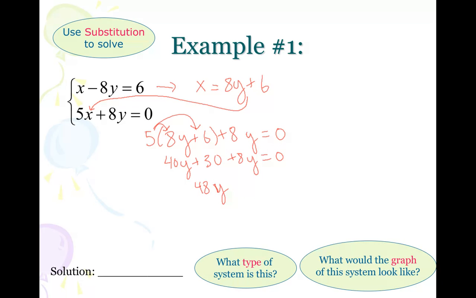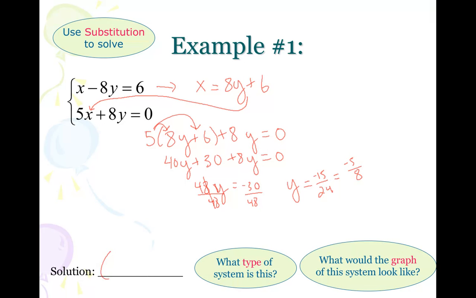Is my math right? Yeah, right? I think I'm good. 8 times 5 is 40. 48y equals negative 30. Divide by 48. I should probably simplify that. I get negative 15 over 24, which simplifies more, right? They both divide by 3. Oh, because these both divided by 6, didn't they? Negative 5 over 8. That's my y value.